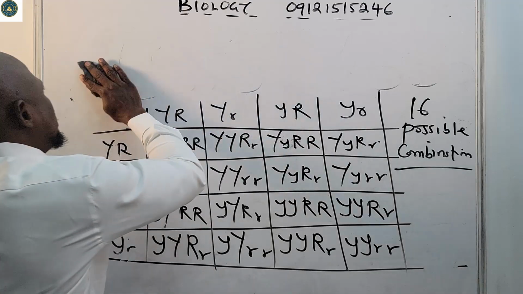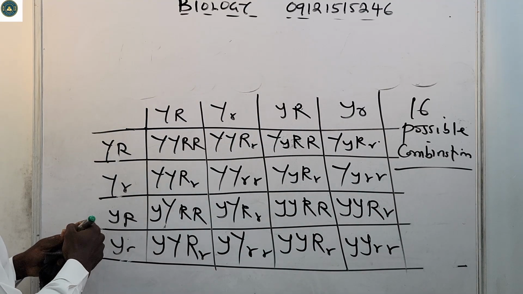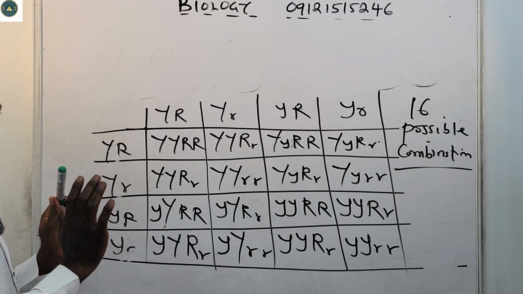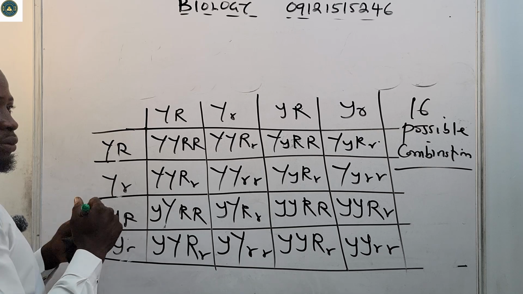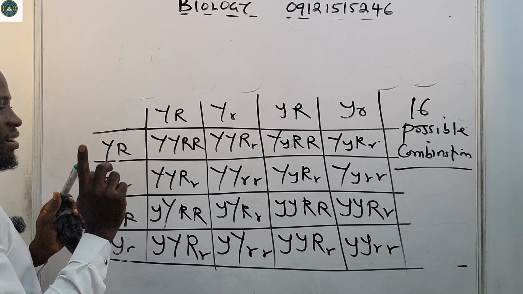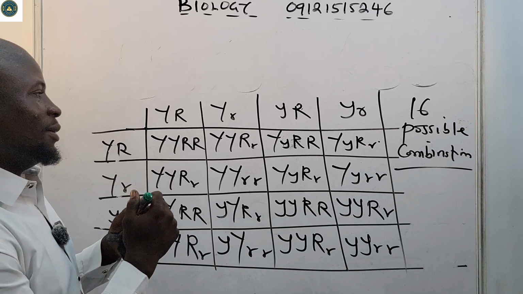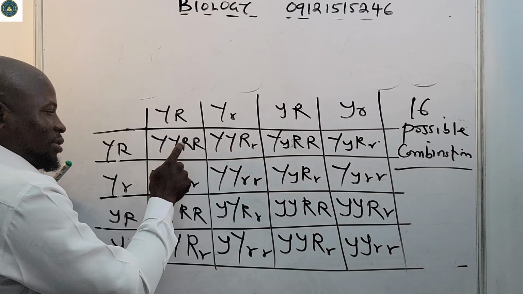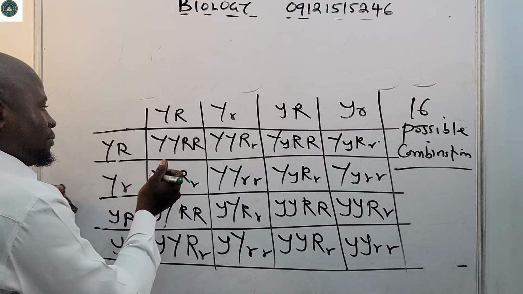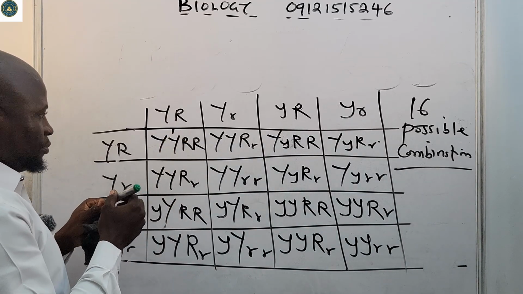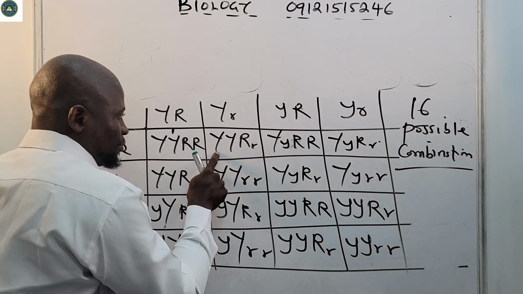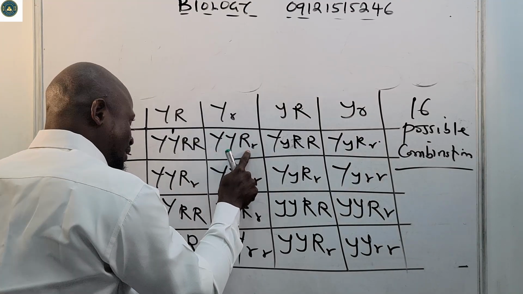Okay, so now we have what? Yellow and round seeds, isn't it? We have yellow and then round seed. How many yellow and round seeds do we have? Okay, let us look at them. This one is yellow and this one is round. Okay, so this is one yellow and round seed. This one is yellow. This one is also round, isn't it? Why is it round?